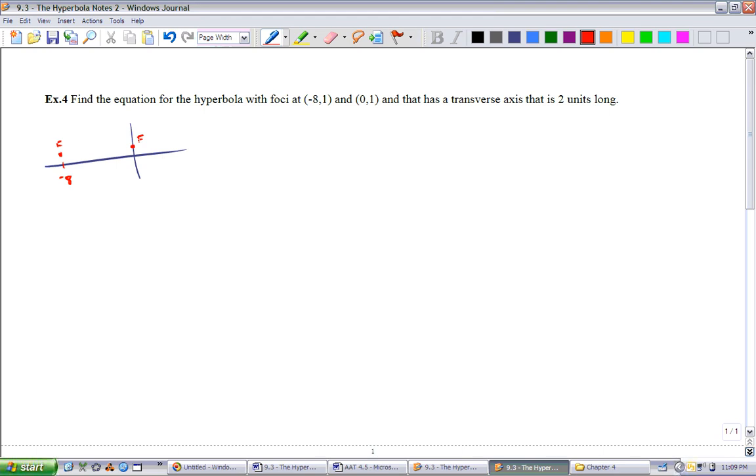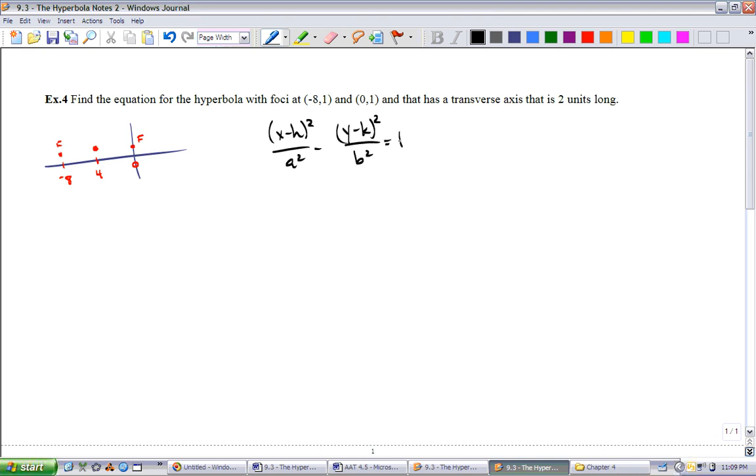Now, the midpoint of our foci, if this is 0, it's going to be here at -4, has to be our center. Okay? How does that help us? Well, actually, this information tells us a bunch. One, it tells us that we have a horizontal hyperbola, so the equation has to look like this.